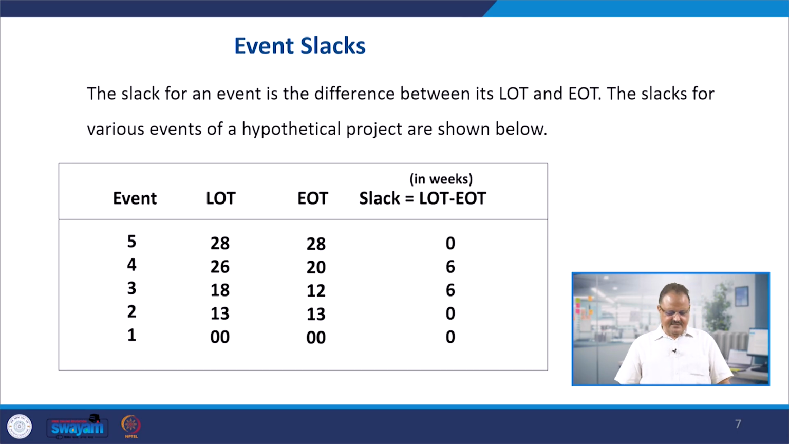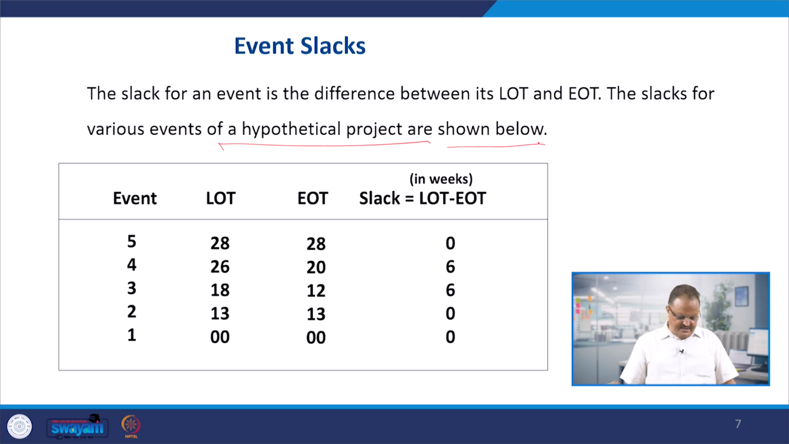Now, I was talking to you about what a slack, or event slack, is. The slack for an event is the difference between its LOT and EOT, right? The slack for an event is the difference between its LOT and EOT. Slacks of the various events of the hypothetical project are given below.